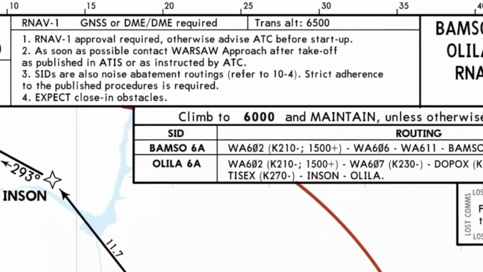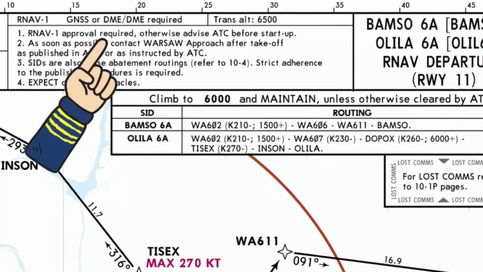We can find at the top of the chart the RNAV 1 requirement, GNSS or DME. This means that, for example, if you have an IRS and you are using area navigation exclusively with the IRS, that system will not be enough to fly this SID. Let's take another example.